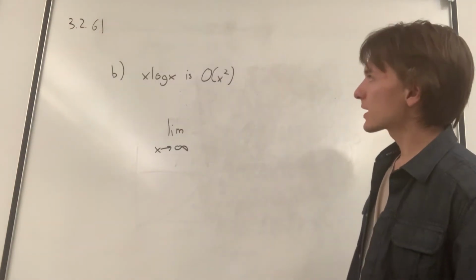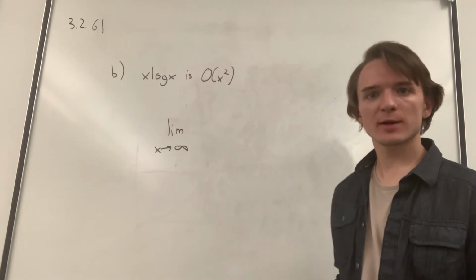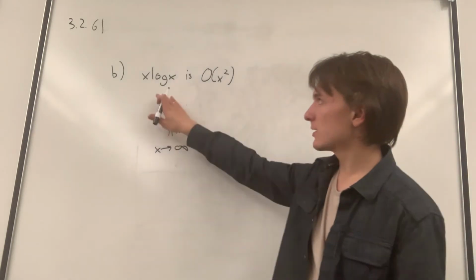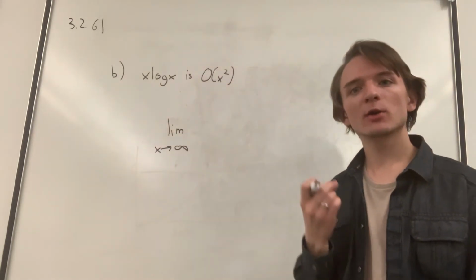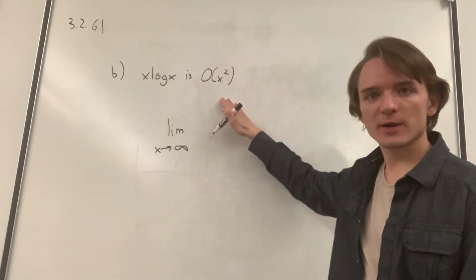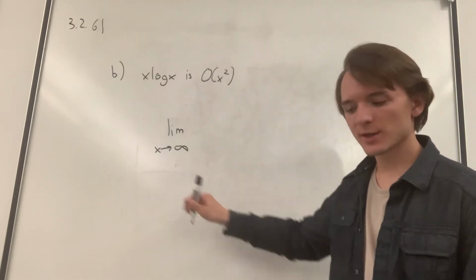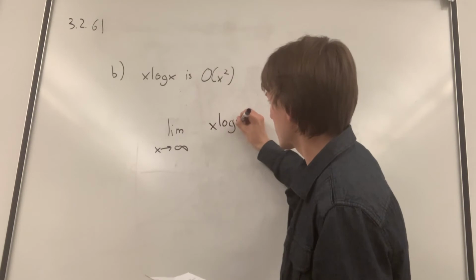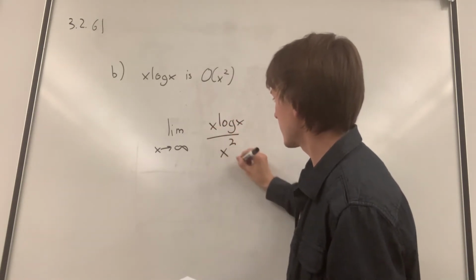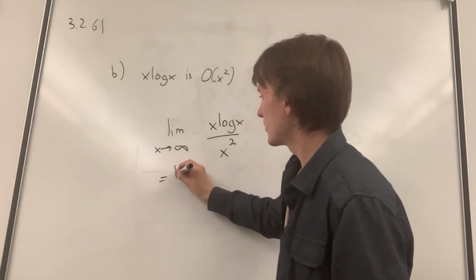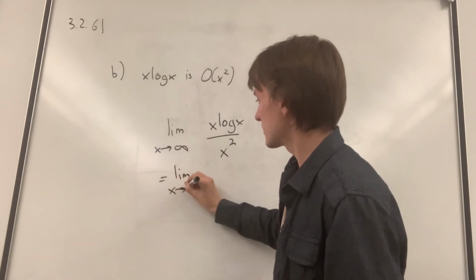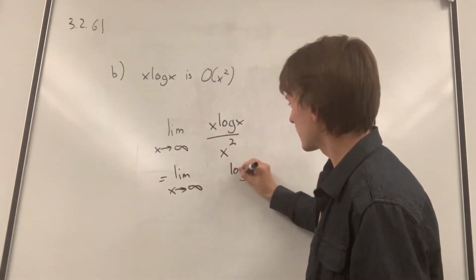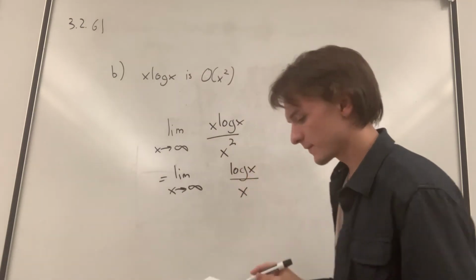Part B, x log x is big O x squared. We know that this is true just intuitively because we know x log x is more slowly growing than x squared. So we have the limit from x to infinity. We take x log of x and divide it by x squared. This is just equal to the limit from x to infinity. We divide the x's out, we get log of x all over x.